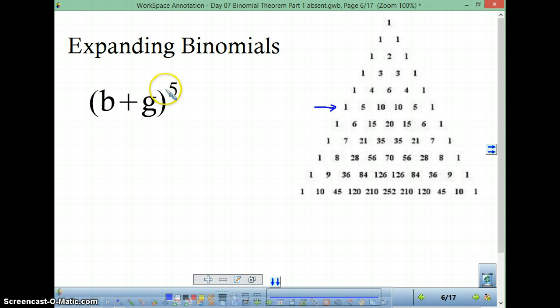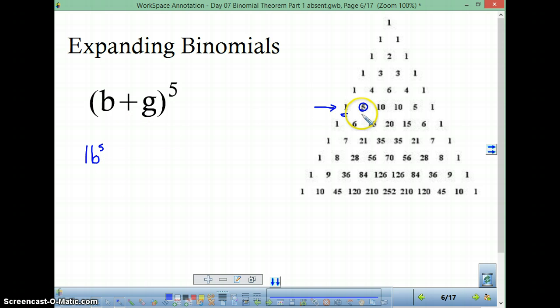Okay. If I have (b + g) to the 5th, that means I'm going to have 6 terms altogether. I know the first coefficient's 1 and the second one is going to be a 5, which is going to match. Okay? So here's what I do. I'm going to take the first coefficient, 1, and I'm going to multiply by b to the 5th and g to the 0 power. But g to the 0 power is just 1, so I don't actually have to write multiplied by 1.